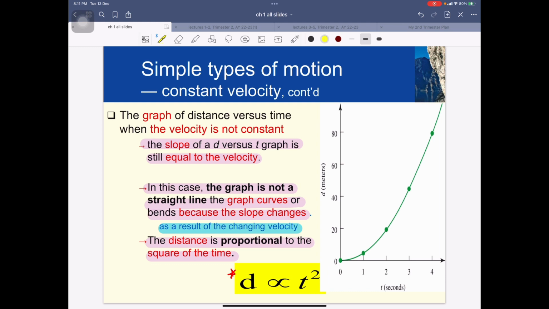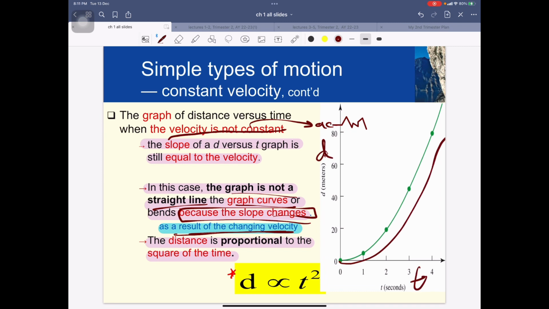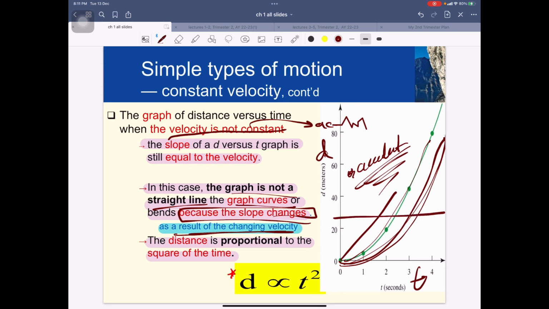كمان عندنا بيكون if the velocity is not constant, يعني the velocity in the graph when the velocity is not constant, يعني إيش؟ يعني حيطلع لي acceleration. The graph is not a straight line in which the graph curves or bends because the slope changes as the result of this changing velocity. يعني في distance versus time graph لما يكون عندي curve، طيب هذا يعني إنه عندي acceleration، عندي acceleration في الكيرف.